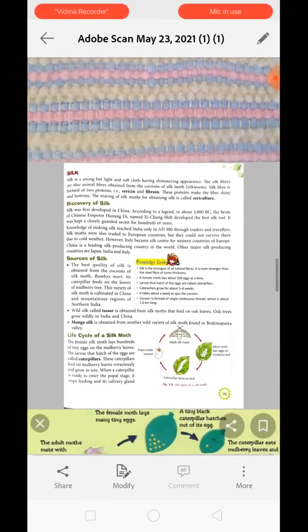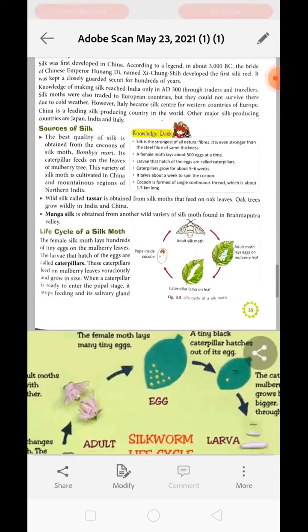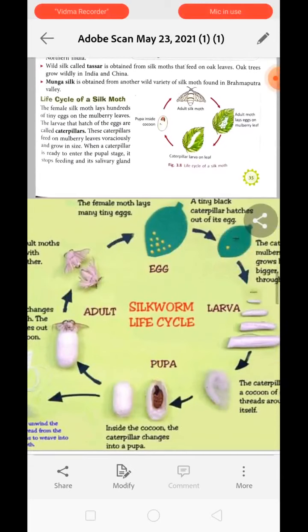Now we have also talked about silk fiber. Silk is what? A strong animal fiber, which is produced with the help of the silkworm. The silkworm is the organism which produces silk thread. So we have seen the life cycle of the silkworm as well.